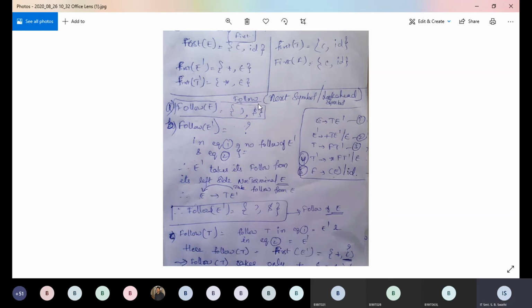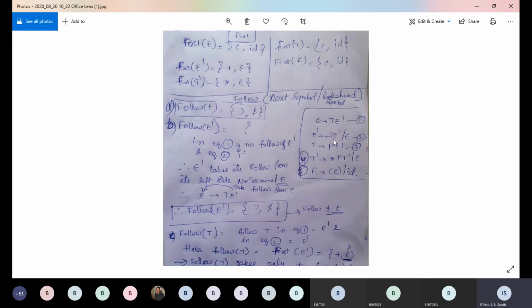What is follow of E? We have already done that. Follow of E is the close bracket, as well as dollar, which we have written because it is the start symbol. So these two things will be the follow for E dash. It will directly borrow whatever values are there for E and take them as its own follow elements.